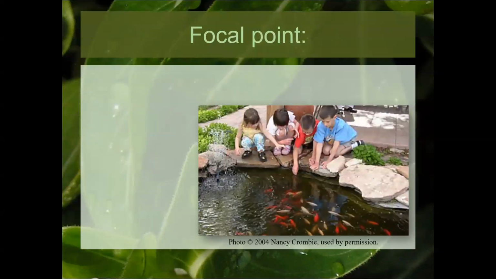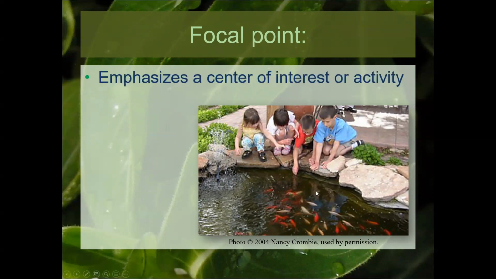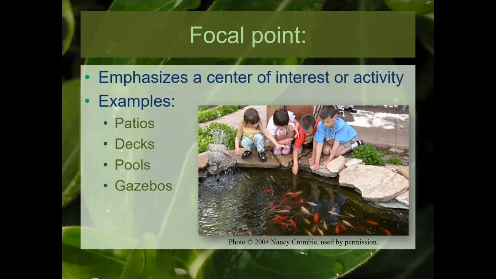So focal points. Focal points could be a bunch of different stuff. So typically if you're looking at plants, a really nice tree like a Japanese maple that has a nice red color, but in terms of hardscapes, something that you're installing, you definitely could look at that as a pond. So it emphasizes the center of interest or activity. Good examples of these can be a patio, a deck, a pool, or a gazebo.